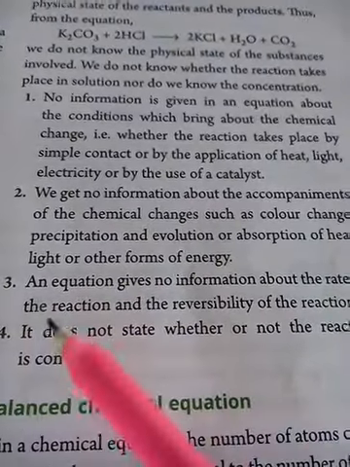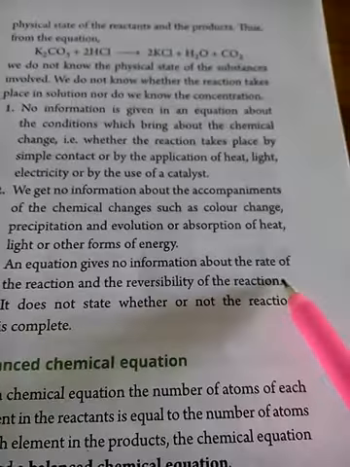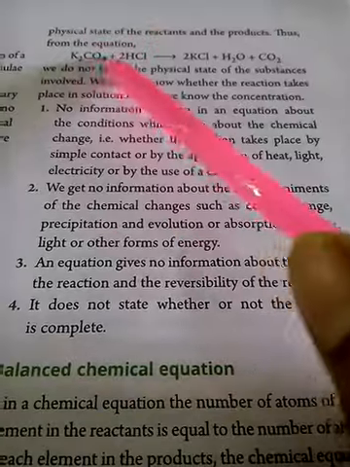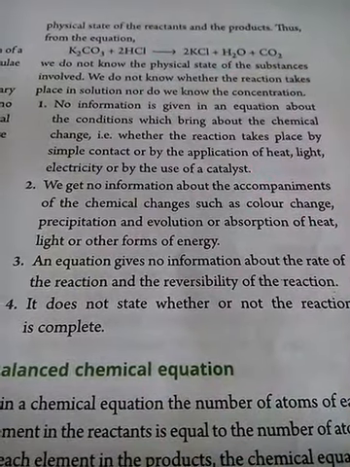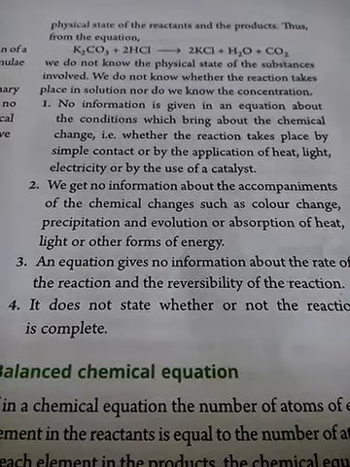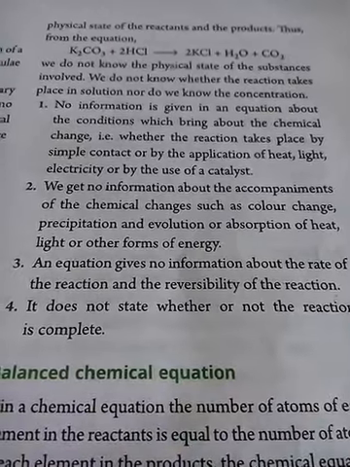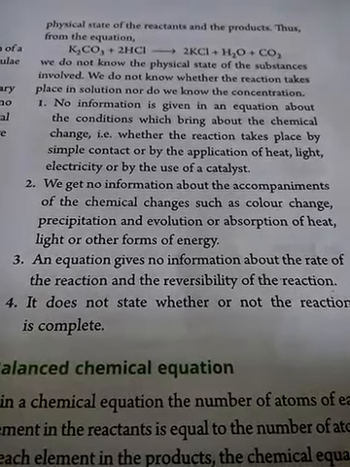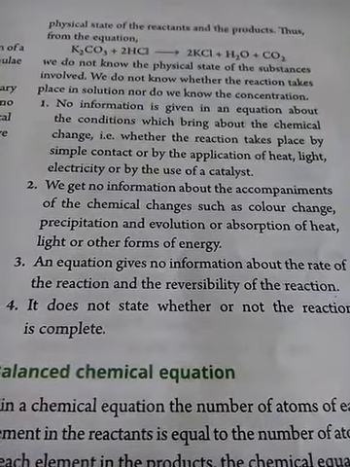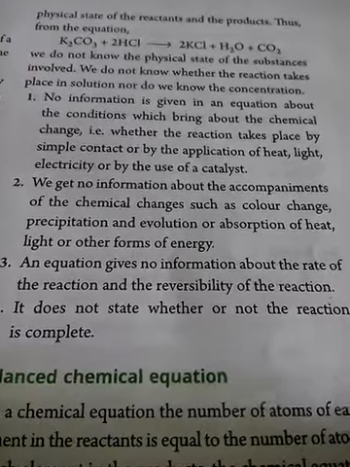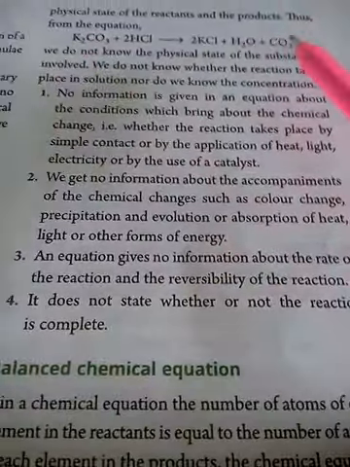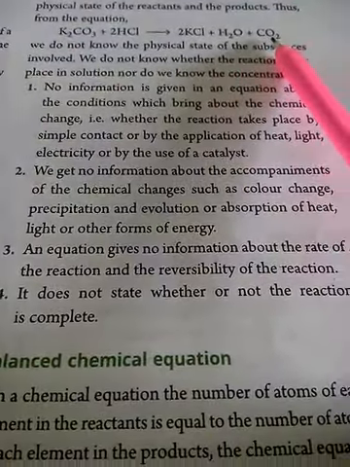Understood? Third, an equation gives no information about the rate of reaction and the reversibility of the reaction. In this simple method of writing the equation, it does not give any information about the rate of reaction. Now students, what do we understand by the rate of reaction? Rate of reaction means how fast or slow a reaction is. Whether the reaction is very slow or very fast, and if it is fast, how much time it is taking. All these things are not mentioned in the chemical equation, so that is also a limitation.